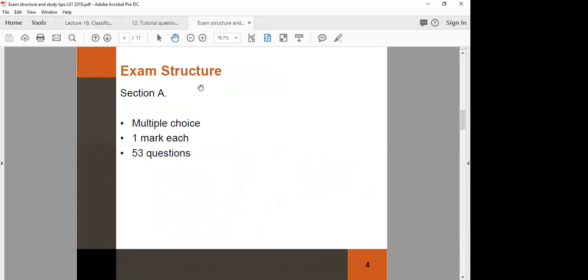Okay, very important for this section to be revising your tutorial questions. Many of those questions will come up again. Some will be the same, some will be slightly different, slightly reworded, but very important that you revise the tutorial questions.